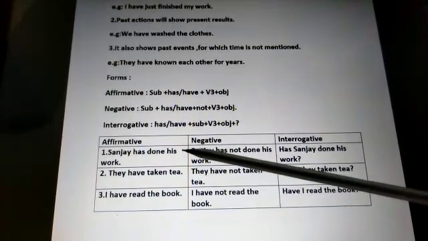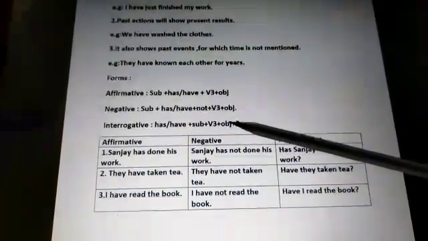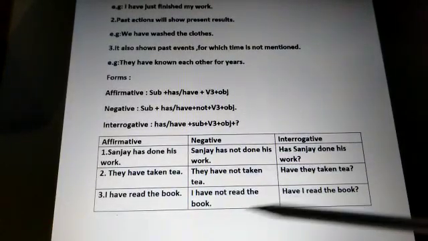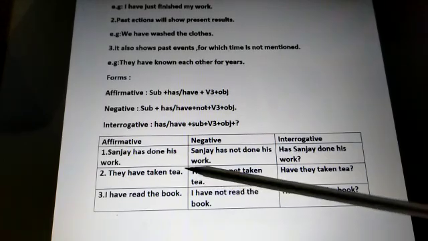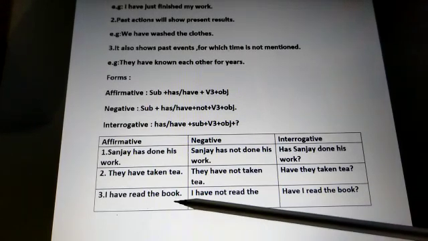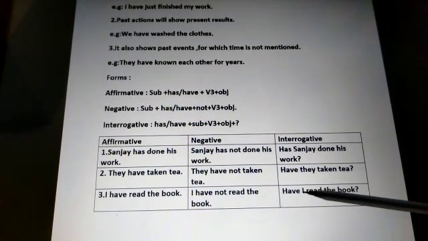You can see the affirmative sentence and you can make out the difference here. Has Sanjay done his work? Next is, see this sentence and then again changing into interrogative. Have they taken tea? Again third sentence, change it into interrogative. Have I read the book?